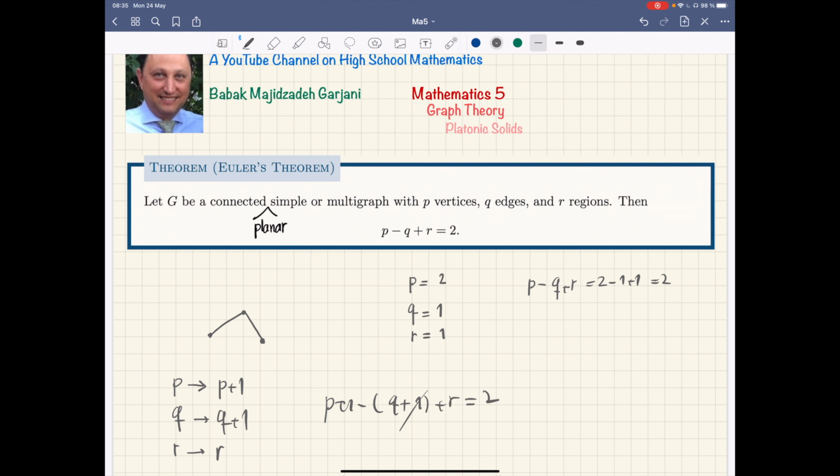Because this one that is added here and that one are canceled, and I go back to P minus Q plus R. So it means that if I add one edge, of course the number of vertices is changed, the number of edges also changes, but in this case the number of regions remains the same. So this plus one coming from here and that plus one coming from here in the Euler's formula will cancel each other, because one of them is positive, the other one is negative. Yes? Is that clear?